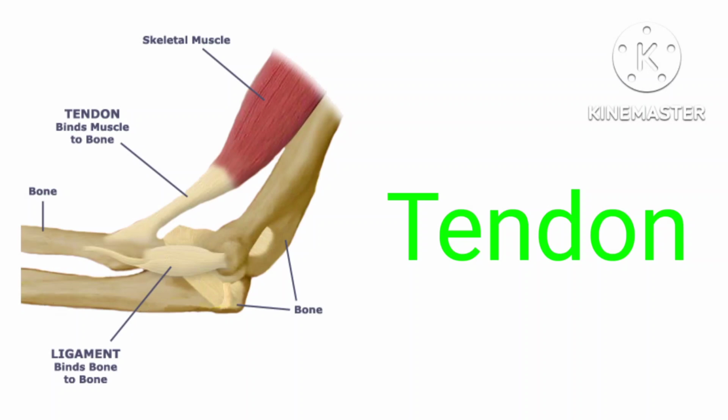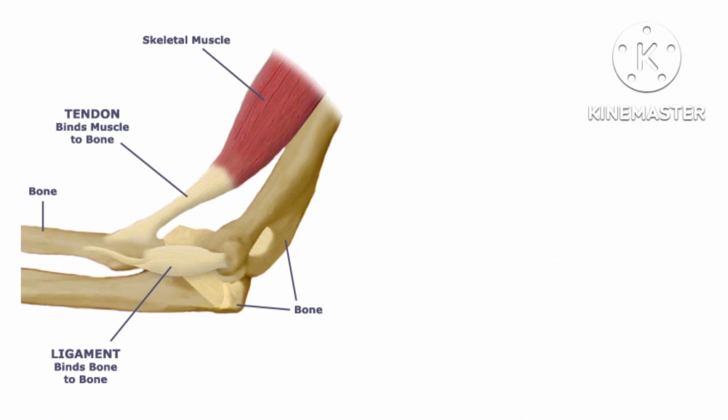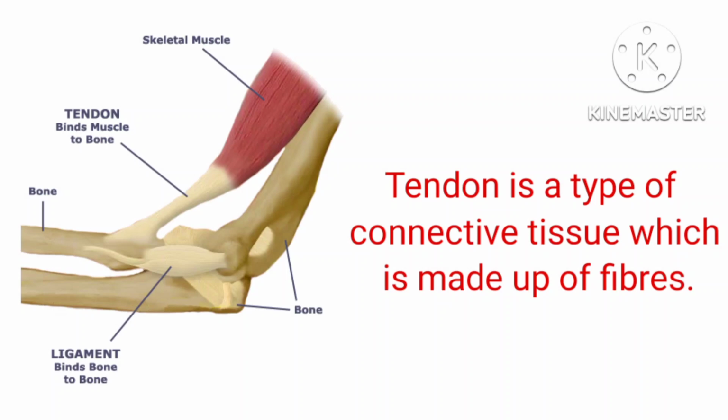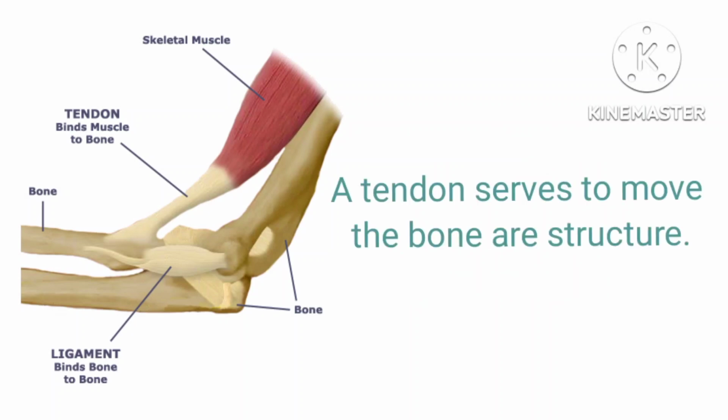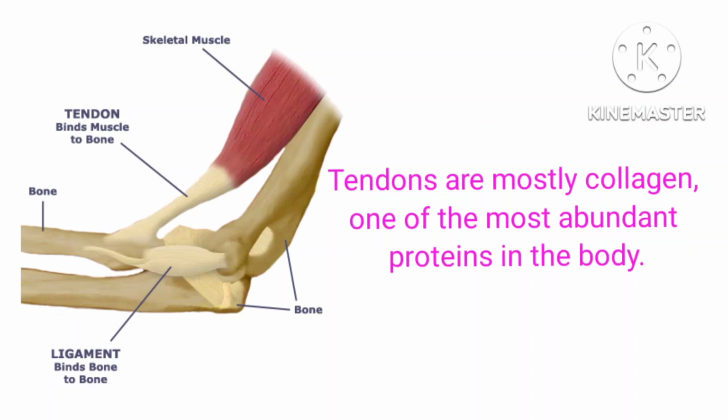Tendon. Tendon is a type of connective tissue which is made up of fibers. The tendon joins the muscle to bone. It is also made up of collagen. A tendon serves to move the bone or structure.